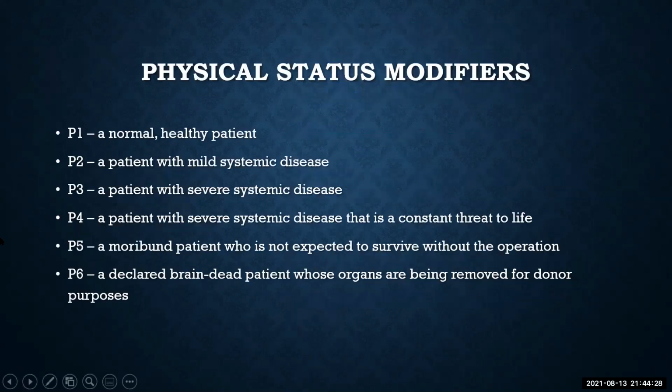So these are the modifiers themselves, P1 through P6. Your book does a great job explaining them, and you will get a lot of practice with assigning them and seeing the kind of language that is used to describe different conditions that might put a patient in one category over another. Most of the time, it is pretty obvious. I think maybe the most tricky might be between P3 and P4, but the difference there is going to be the constant threat to life. So that is what would have to be very clear in the notes in order for you to use that P4.